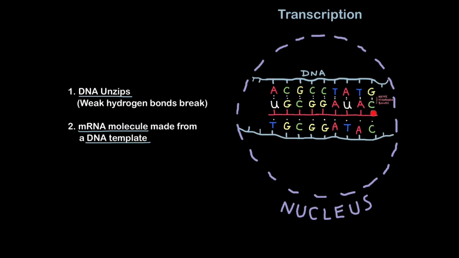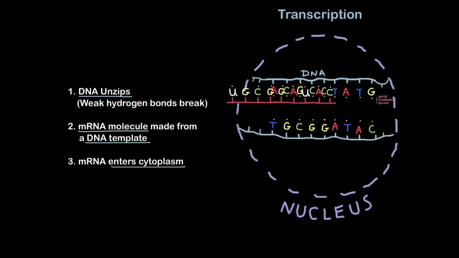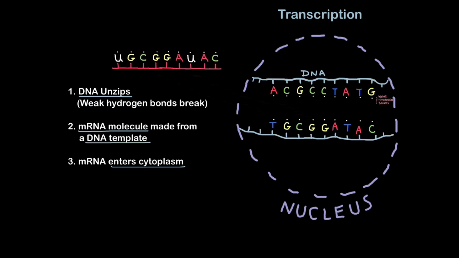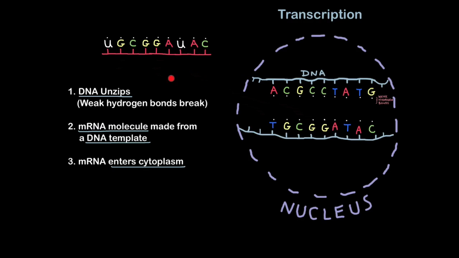You can see how it's smaller than DNA. Its small size gives it the advantage of being able to leave the nucleus. So the next stage is mRNA leaves the nucleus and enters the cytoplasm. So you can see it's leaving through a pore in the nuclear envelope and it's in the cytoplasm now. So that's all you have to remember for transcription. DNA unzips, mRNA molecule made from a DNA template, and then mRNA enters the cytoplasm. You don't need to talk about individual nucleotides or anything like that. Stick to these 3 sentences.